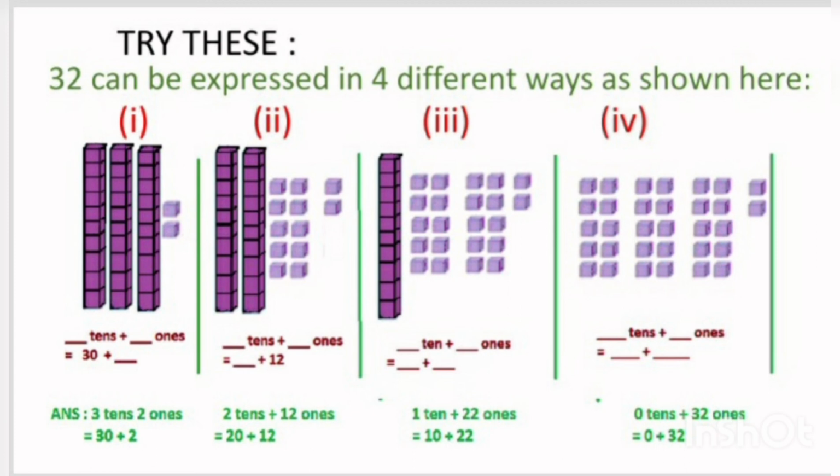Now you have to think that all the 3 stacks are split into unit cubes. So, when 3 stacks of tens are split into unit cubes, that becomes 30 unit cubes, and 2 unit cubes you already had. So how many unit cubes do you have? That is 32 unit cubes. Now how many stacks of tens are there? None. So you can say that 0 tens and 32 ones. Okay.